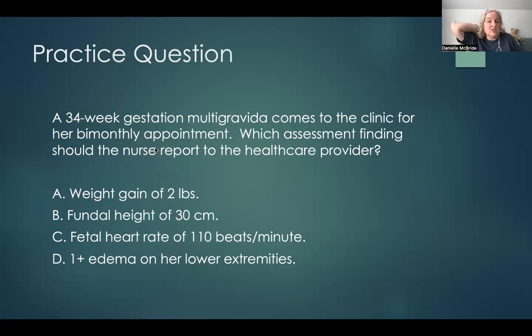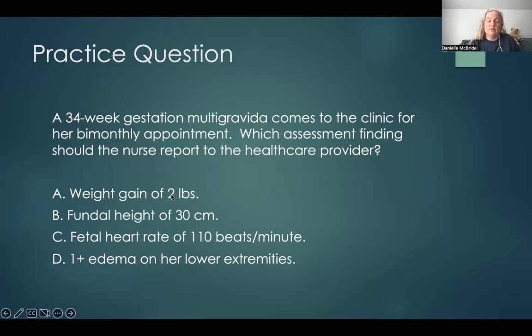34-week gestation, multigravida comes to the clinic for her bi-monthly appointment. Which assessment findings should the nurse report to the healthcare provider? So weight gain of 2 pounds, fundal height of 30 centimeters, fetal heart rate of 110, or 1 plus edema in her lower extremities. So she's 34 weeks gestation, and she's here for a bi-monthly appointment. So she comes every 2 weeks. All right. Which assessment should the nurse report to the healthcare provider?